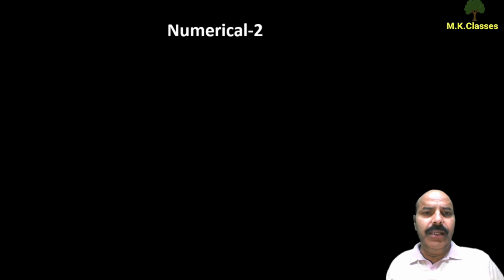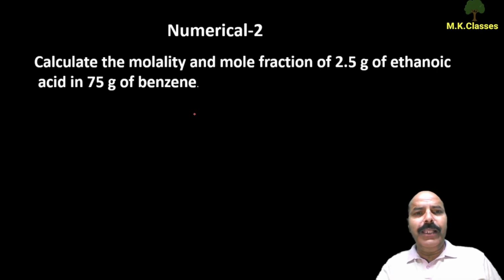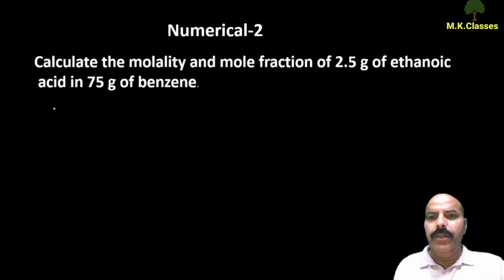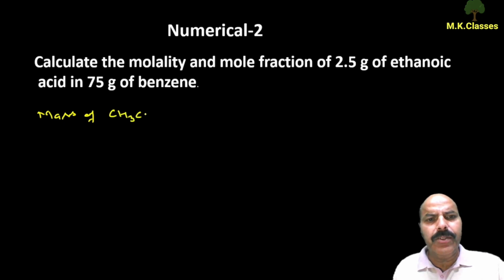Now the second numerical is: calculate the molality and mole fraction of 2.5 gram of ethanoic acid in 75 gram of benzene. It's again a simple numerical, beta. So since here we are given the mass of ethanoic acid, I'm just writing the formula, beta, CH3COOH, that is 2.5 gram. Then we are given the mass of benzene, beta, C6H6, that is your 75 gram.